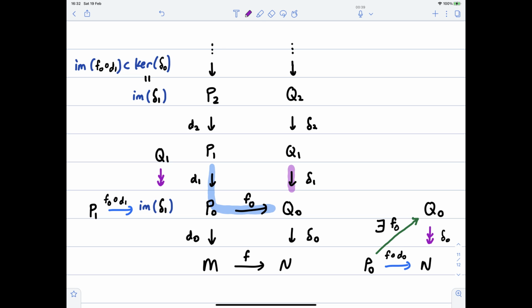So let's add this to our diagram on the left. And now P1 projective means there exists a lift, making the diagram commute. Let's call that lift F1. Let's add it into our original diagram. And again, let's declutter. This process can be repeated to build a map F2 from P2 to Q2. You can try that for yourself. Iterating this procedure, we've built a chain map from the projective resolution P to the projective resolution Q.